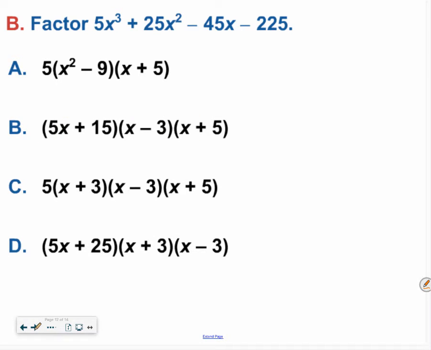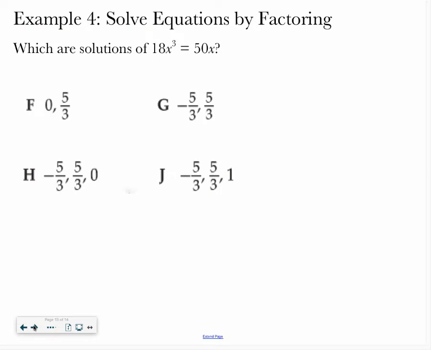Try one more. Hopefully you ended up with a 5 on the outside and then x plus 3, x minus 3, and x plus 5, all in parentheses multiplied together. And we're going to look at our last example for the day.